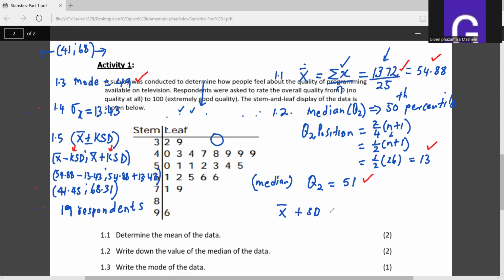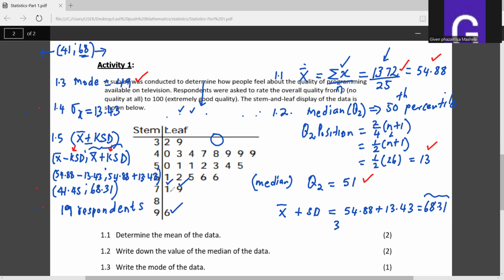Since we have already determined this information, if we're not given it, we say 54.88 plus 13.43, which is actually 68.31. We now want the ones above this value, the values above 68. Which ones are those? It will be 71, 79 and 96. So it will be 3 of them, 3 respondents.